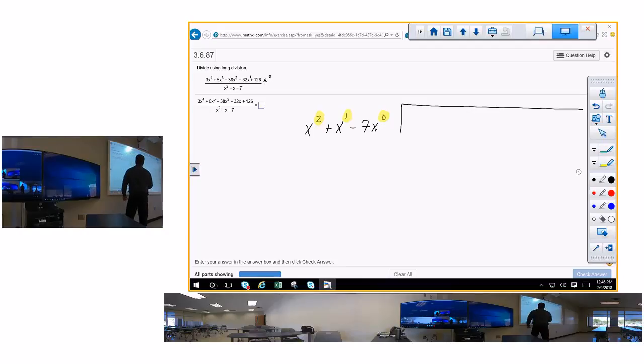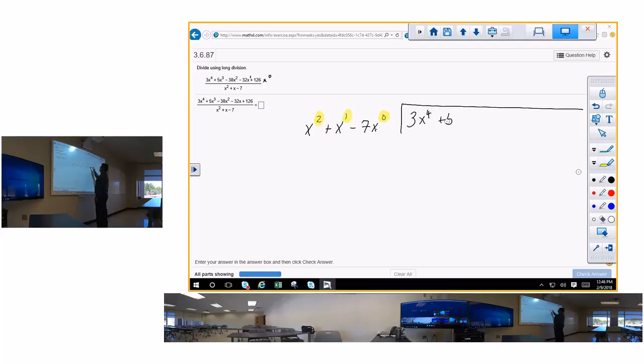So everything's there. So 3x to the fourth plus 5x cubed minus 38x squared minus 32x plus 126. Now, I did this yesterday, or the other day when I went over a question. You only focus on this guy, 1x squared. Only focus on him. 1x squared will go into 3x to the fourth. 1 will go into 3 three times. X squared will go into x to the fourth x squared times.